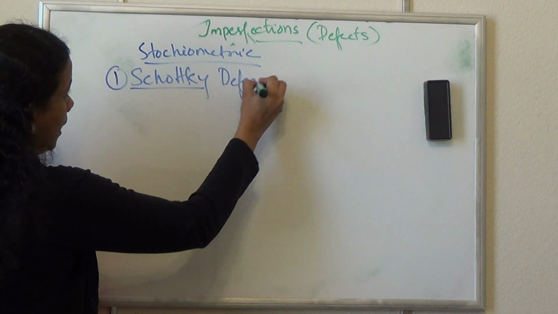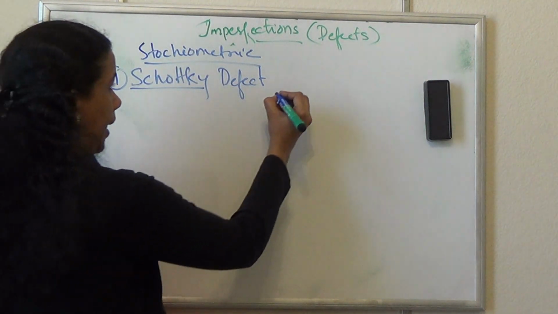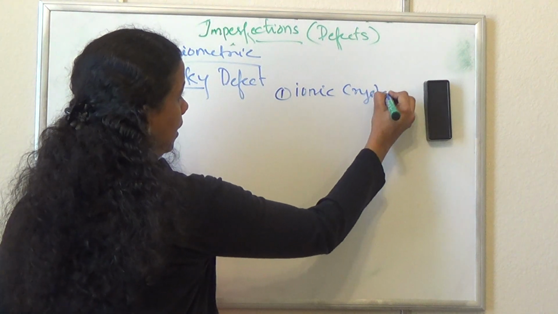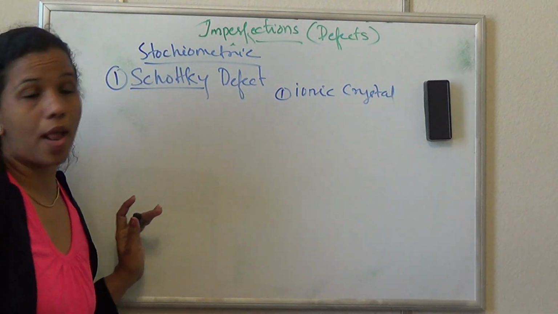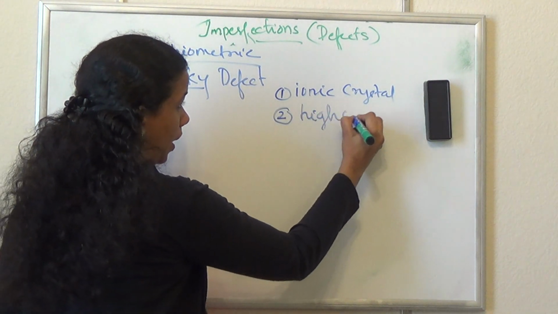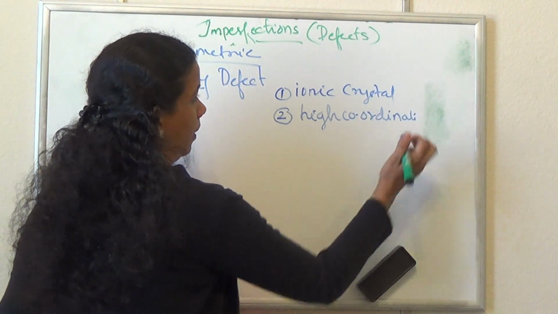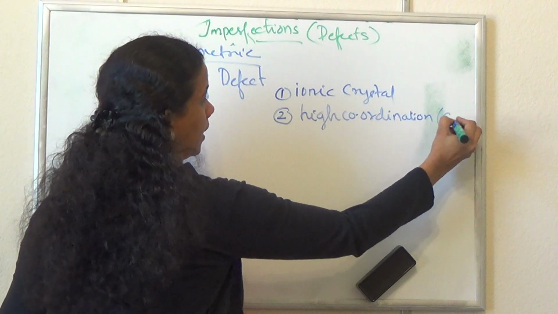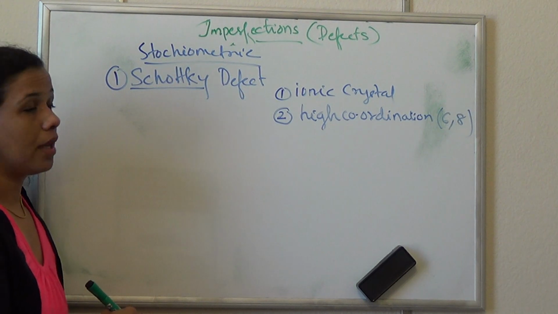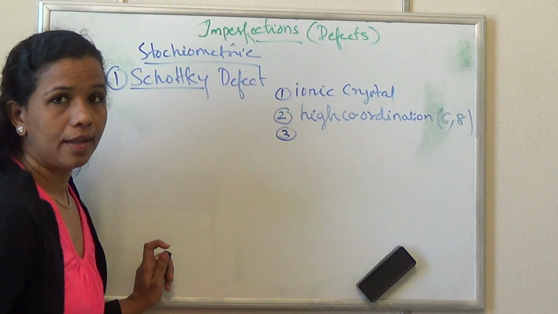The name of the scientist is Schottky. Schottky defect is normally shown by ionic crystals. That is the first condition. Then it is not shown by all ionic crystals. Second condition, ionic crystals with high coordination number. We already studied the coordination number. Normally coordination number 6 or 8 or above are showing Schottky defect.